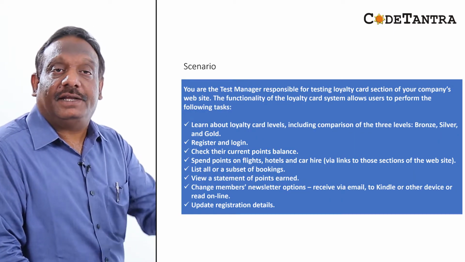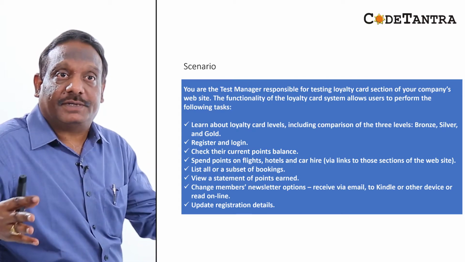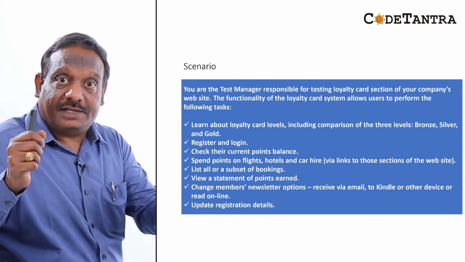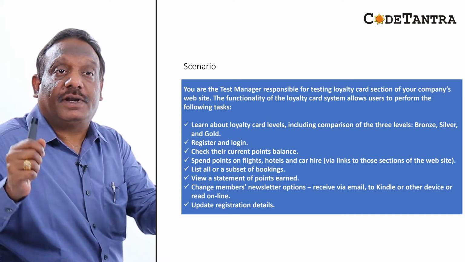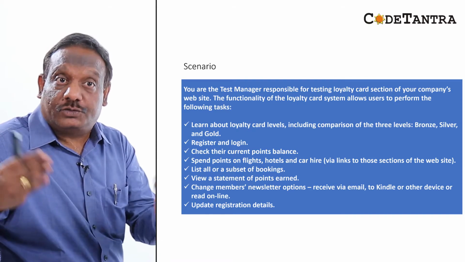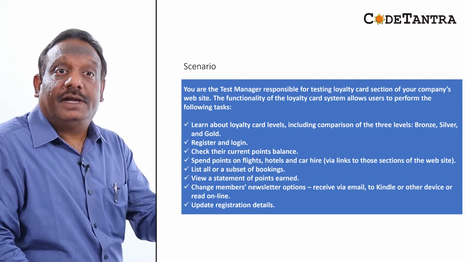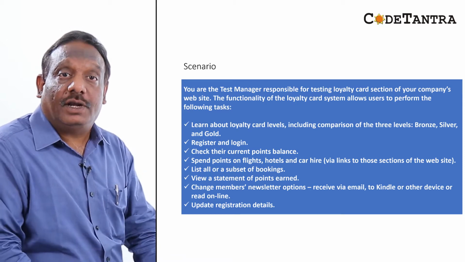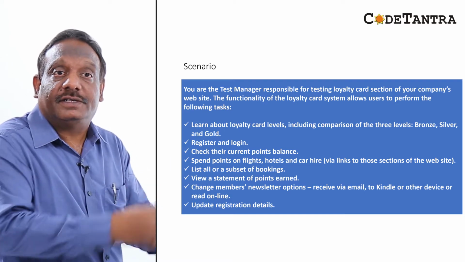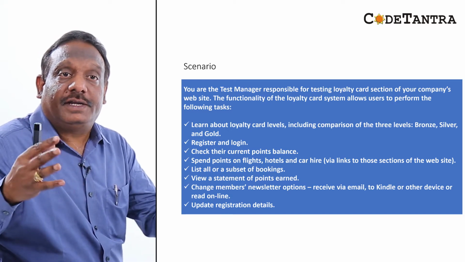You are the test manager responsible for testing the loyalty card section of your company's website. So you are a test manager and you are responsible for testing functionality around loyalty card selection of your company's website. The functionality of the loyalty card system allows users to perform the following tasks. One, learn about loyalty card levels, including comparison of the three levels: bronze, silver and gold. That's a standard functionality of any loyalty card system.